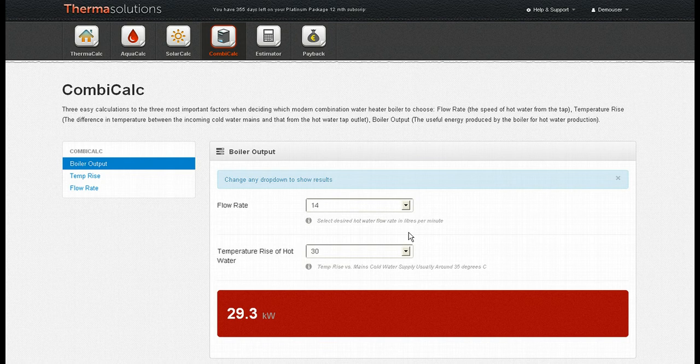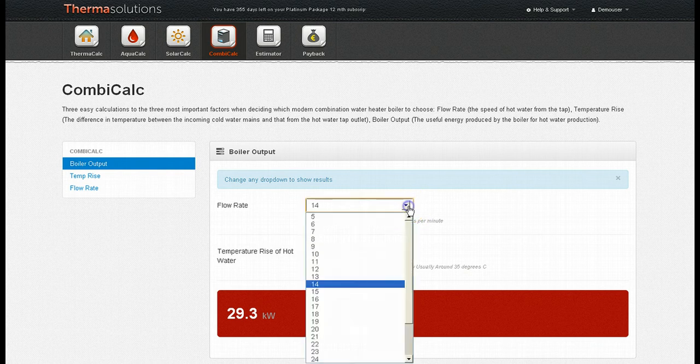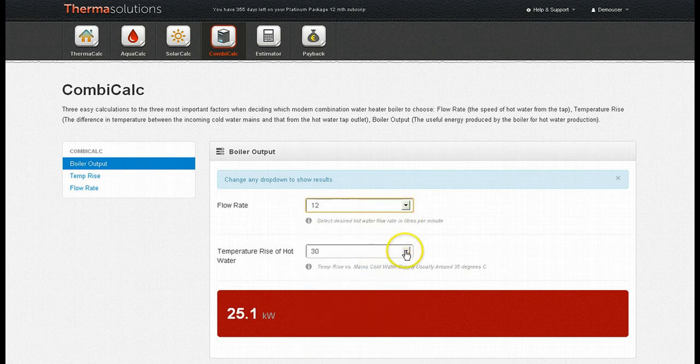Well, the temperature rise in combination boilers is affected by the speed of the cold water passing into it, as well as how capable it is at heating up the water. For example, the same size boiler would provide a flow rate of 14 litres per minute with a 30-degree temperature rise, as one that produces 12 litres per minute with a 35-degree temperature rise. In this instance, temperature rise and flow are directly linked together. You can't have one without the other.